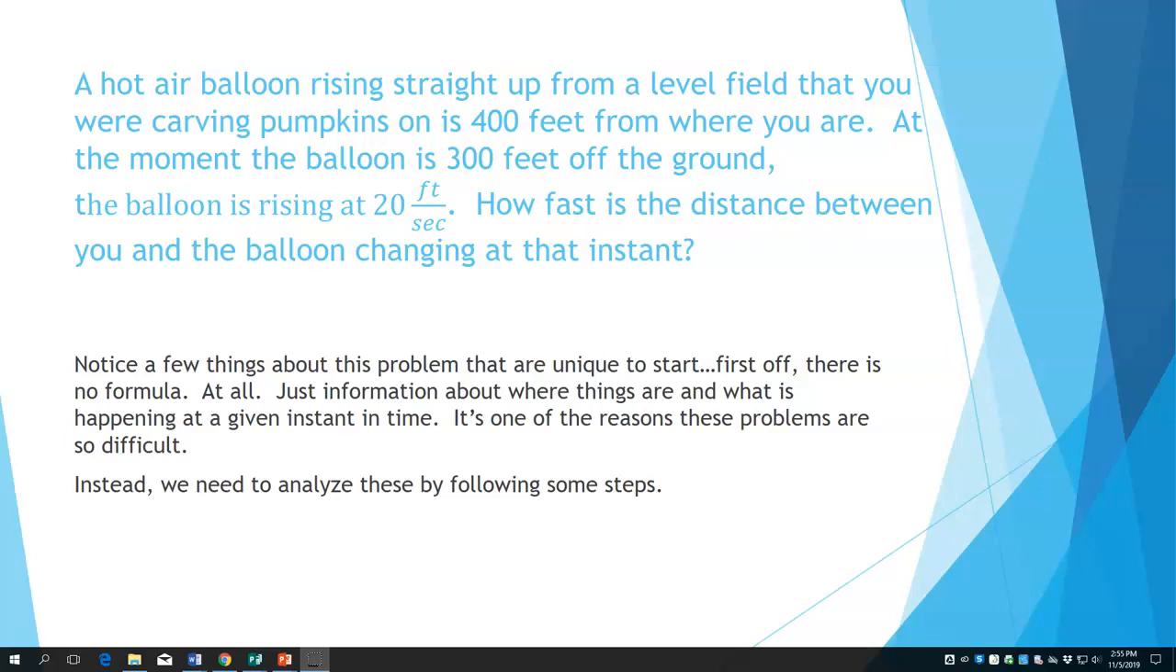So a couple of things to take note of. Number one, there are no equations whatsoever in this problem. In fact, we only have 3 pieces of information and we're being asked to find a 4th. So what we do is we take some steps that help us solve these problems.